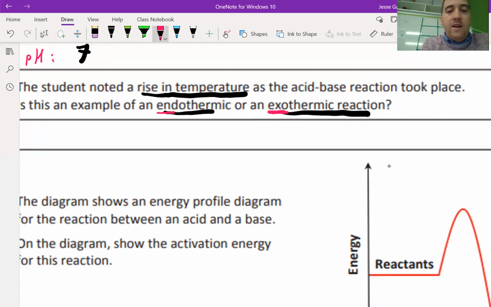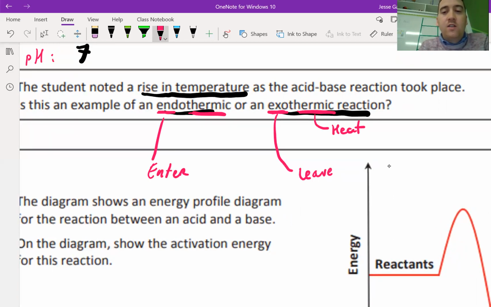Exo and endo. Exit, if you think of it, means to leave. Thermic means heat. So exothermic means heat leaves the reaction. Endothermic means that heat enters the reaction. Enter. So heat enters the reaction, whereas heat leaves the reaction, exothermic.